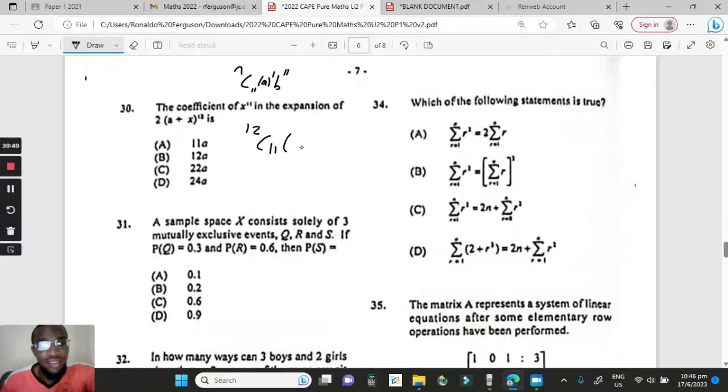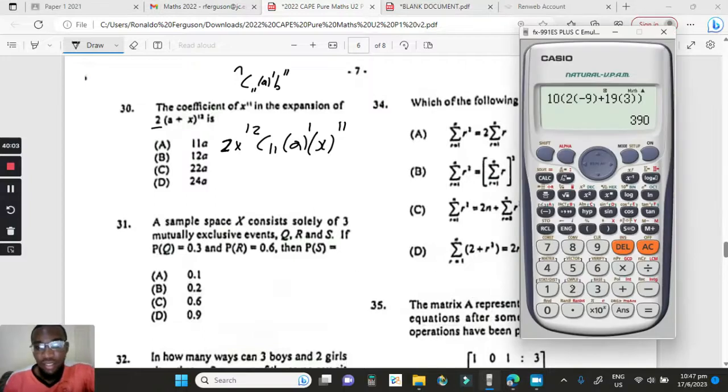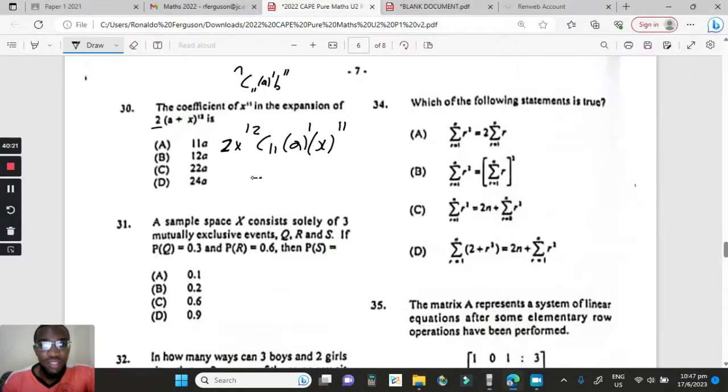This is a times x, to the first power, x to the 11 power. Remember that you multiply it by 2 because there's a 2 here. So now put this in the calculator. 2 times 12 choose 11, close the bracket, times a. And I can't really simplify the times a, so just leave it as it is there. That's 24, this is 24 a x to the 11. So the coefficient is 24a, D.